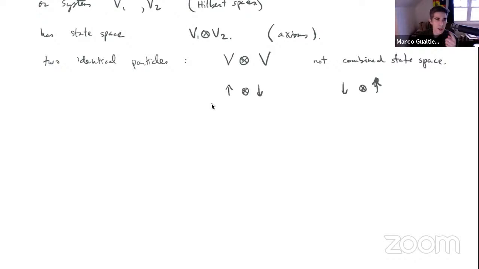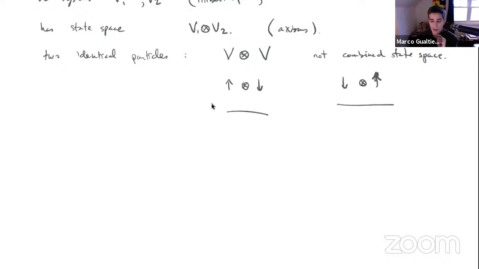And these states, you would interpret them as saying that the first electron is spin up and the second is spin down, in this case. Whereas in this case, the first electron is spin down and the second is spin up. But this is impossible in reality because you don't know which is the first electron. There is no way at all of indicating one electron versus the other.